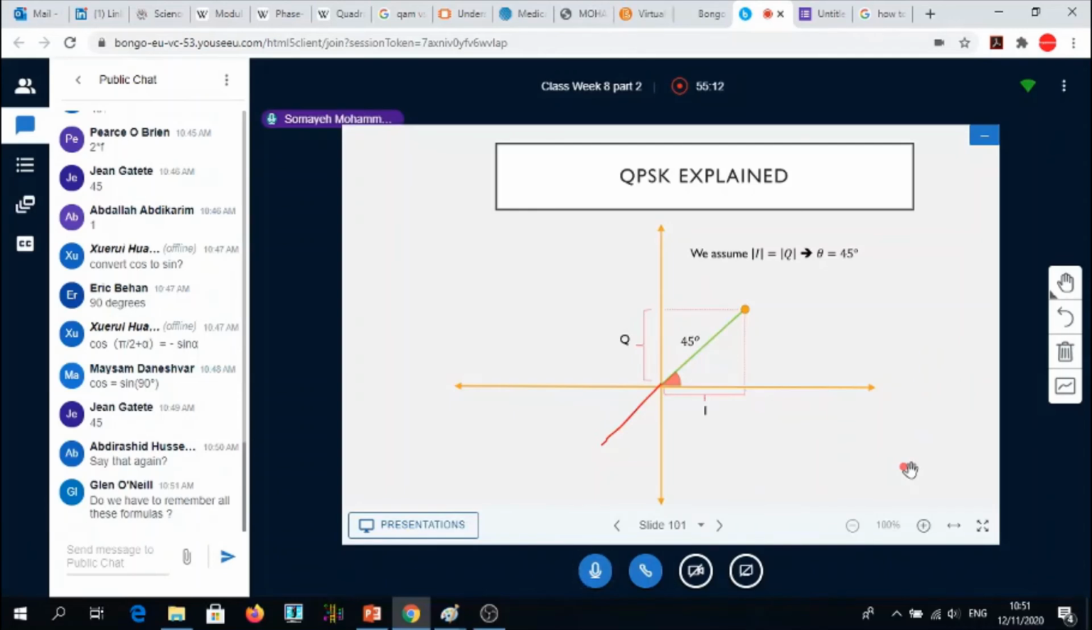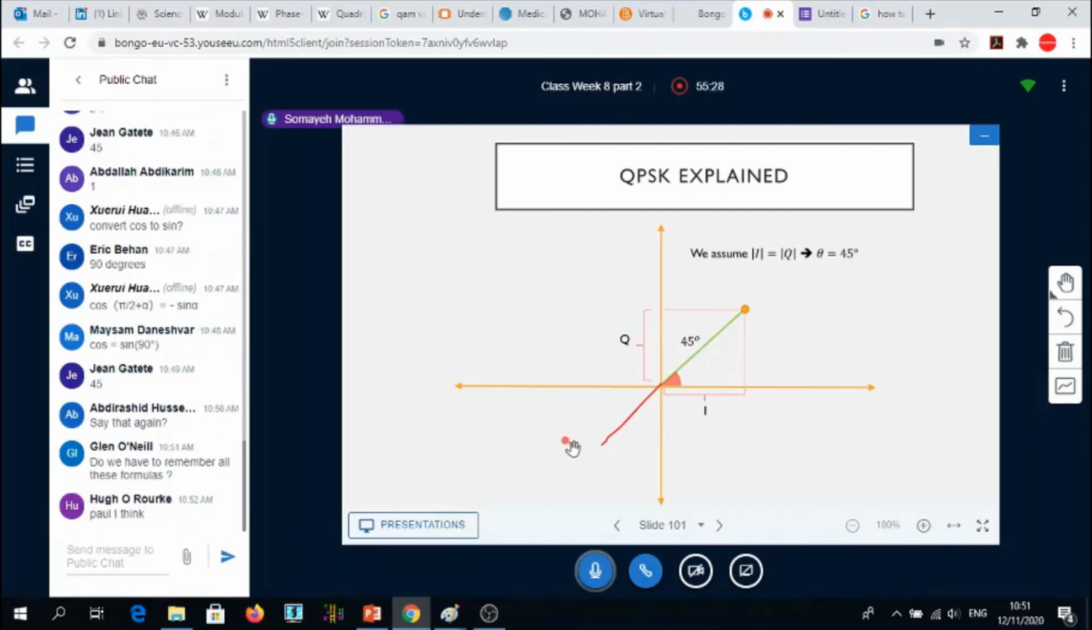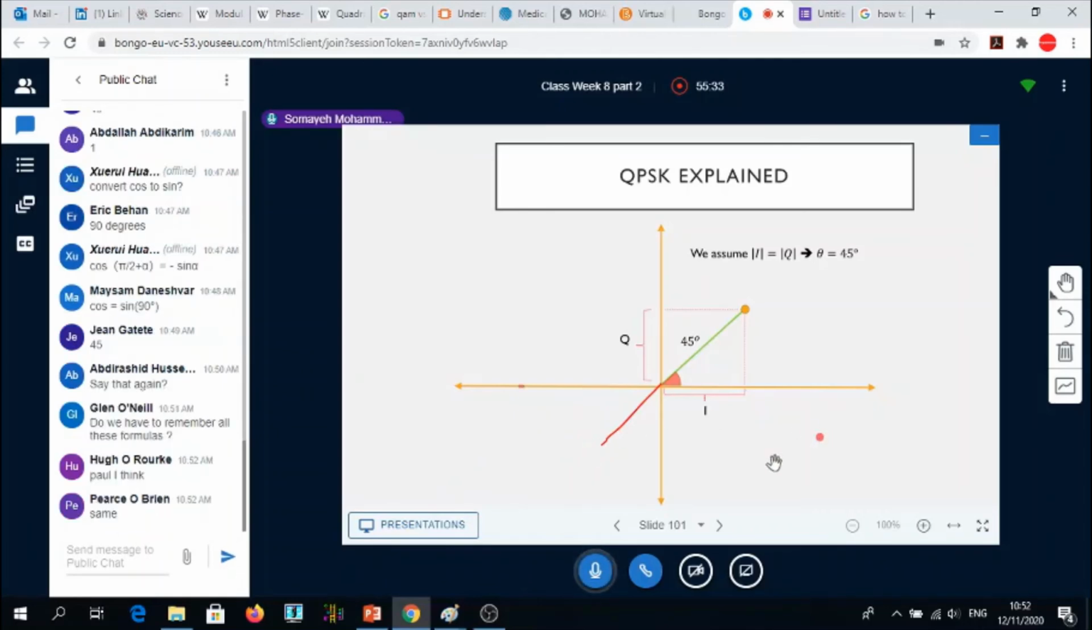So anyone wants to take the marker and draw it? Who drew this line? I missed it. Craig, do you want to? Paul, I think. Okay, Paul, do you want to do it? Pierce is saying the same. Do you want to turn on your mic and say why would it be the same?